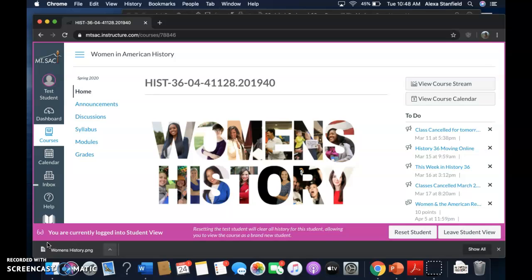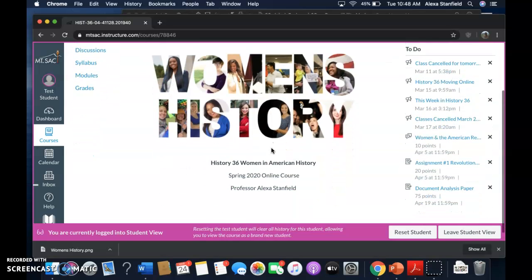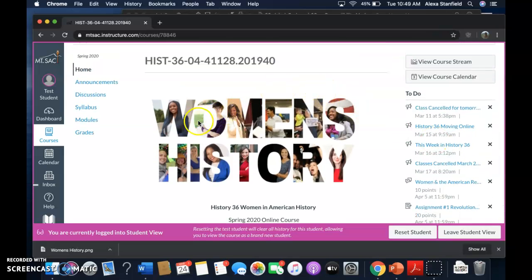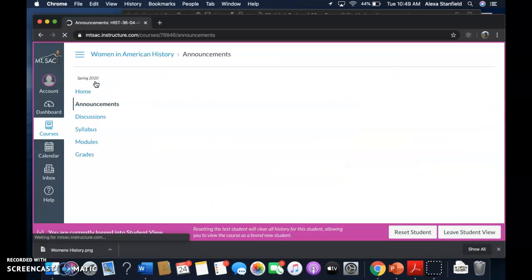When you log onto Canvas, your dashboard should bring you to History 36, Women's History, and you should see a small icon that looks like this. When you click on the course, you'll come to our homepage. This is where you'll see all of your reminders. You'll see our course logo with Women's History, and you'll have your global navigation over here. You'll have your announcements.